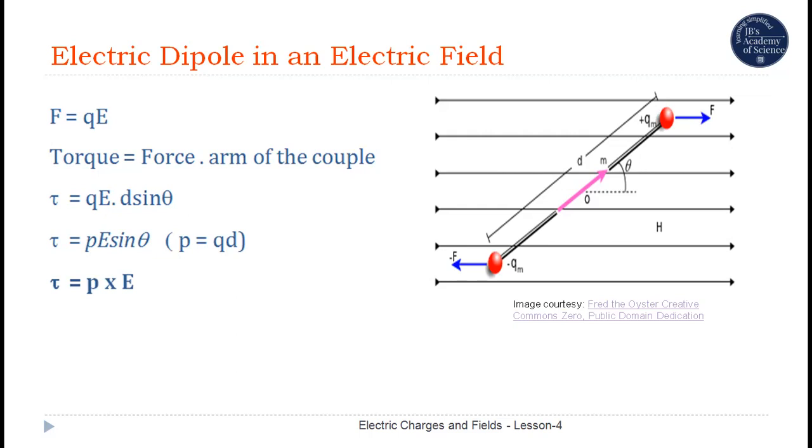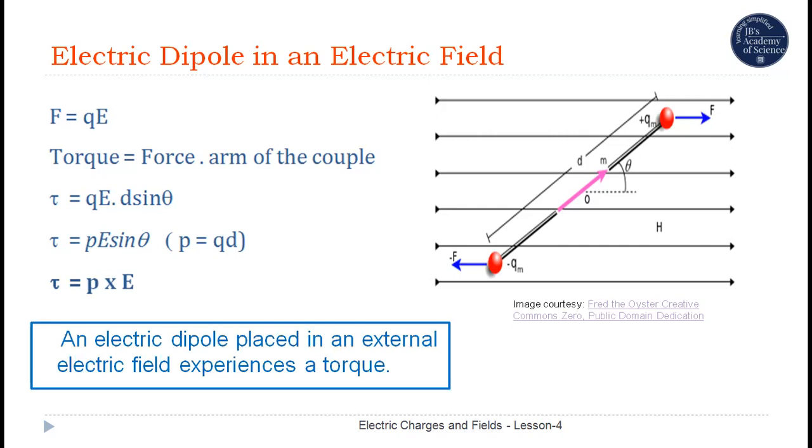So torque is equal to QE into d sine theta. Now Q into d, we know that charge into distance is dipole moment. So torque is equal to PE sine theta. That is, tau is equal to P cross E. Torque experienced by a dipole placed in an electric field is tau is equal to P cross E. So an electric dipole placed in an external electric field experiences a torque.